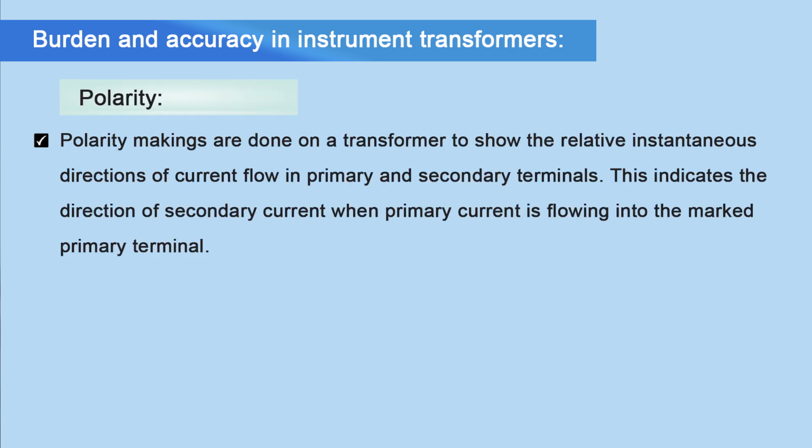Now the polarity. The polarity markings are made on a transformer to show the relative instantaneous directions of current flow in primary and secondary terminals. So this indicates the direction of secondary current when primary current is flowing into the marked primary terminal. So this is the basic point related to the instrument transformer.